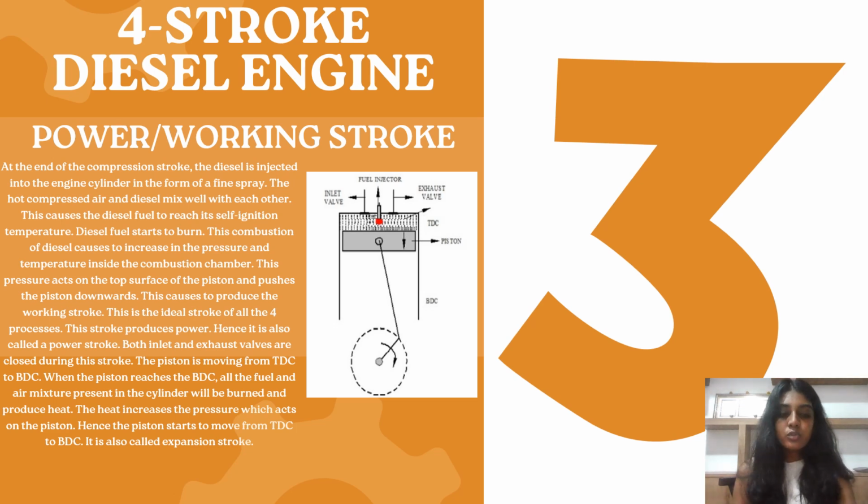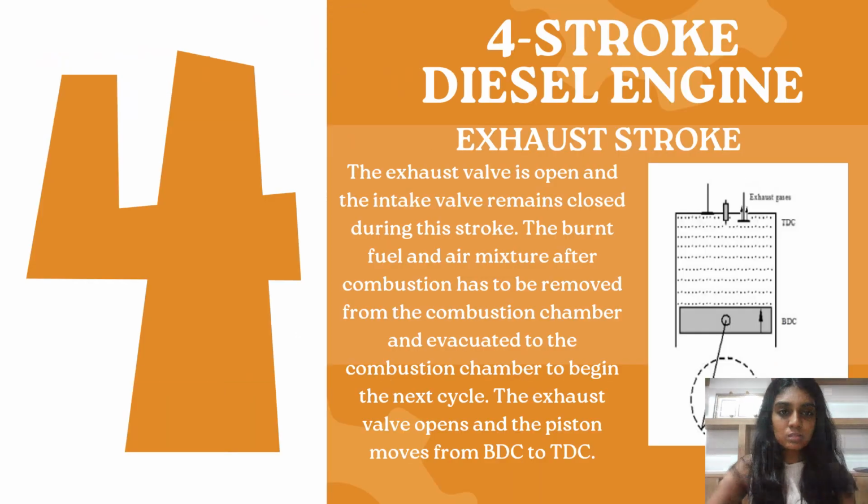This is the ideal stroke of all the four processes, and this stroke also produces power. Hence, it is called the power stroke. Both the inlet and exhaust valves are closed during this stroke. The piston is moving from TDC to BDC, and when the piston reaches BDC, all the fuel and air mixture present in the cylinder will be burned and produce heat. The heat increases the pressure which acts on the piston. Hence, the piston starts to move from TDC to BDC, and it is also known as the expansion stroke.